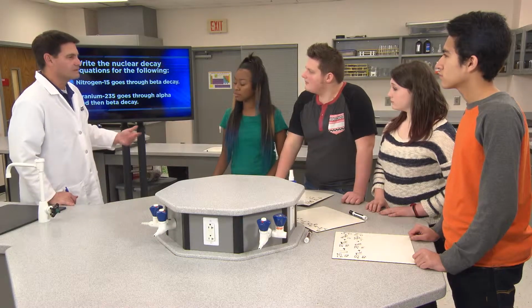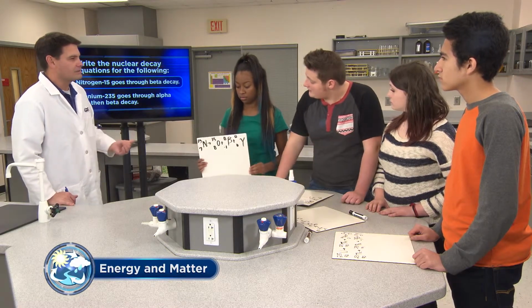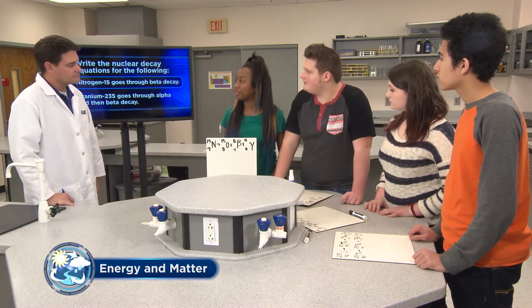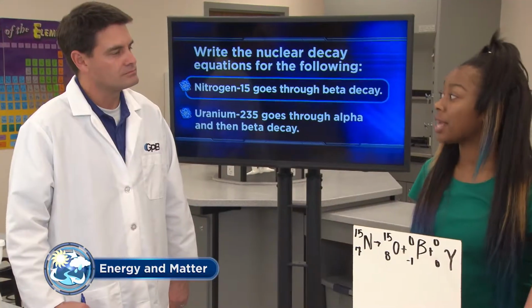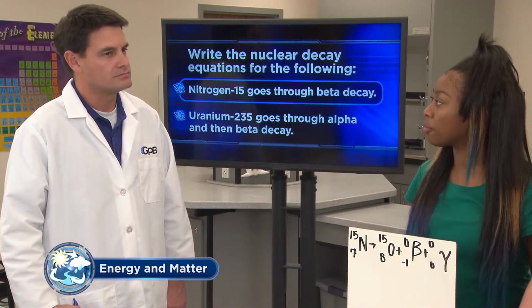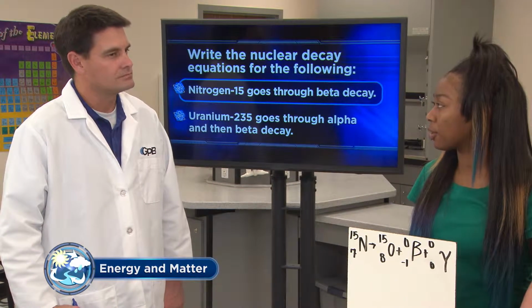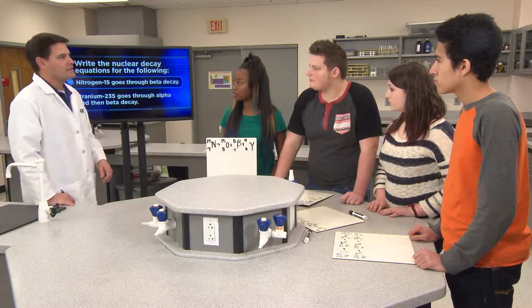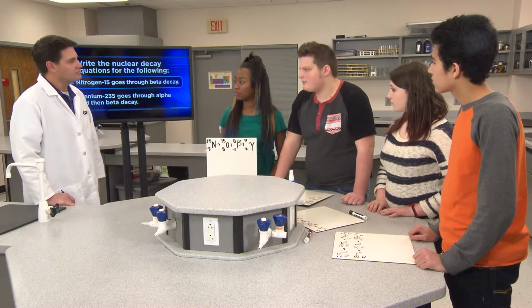We'll start with Team 1. Please read your work out loud and interpret your results for us. The first problem had nitrogen-15 going through beta decay. That means 1 neutron changes into a proton and releases a beta particle and gamma radiation too. Right. Can you explain how your equation represents that reaction?